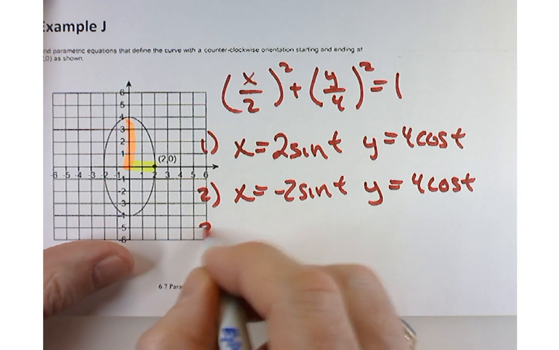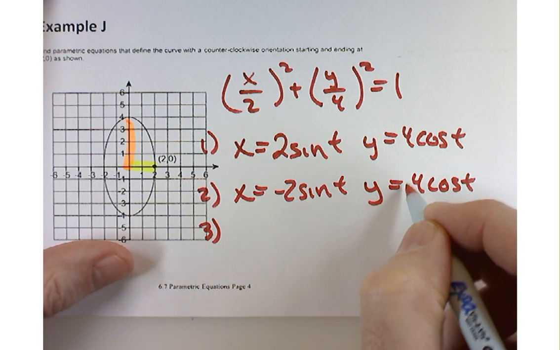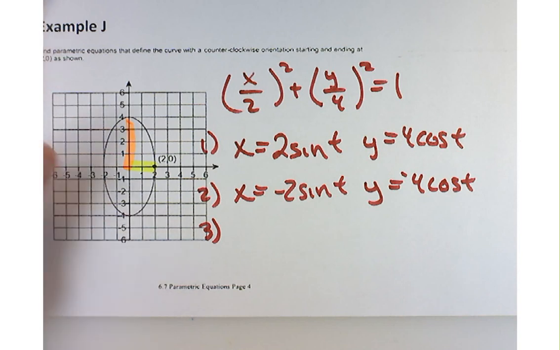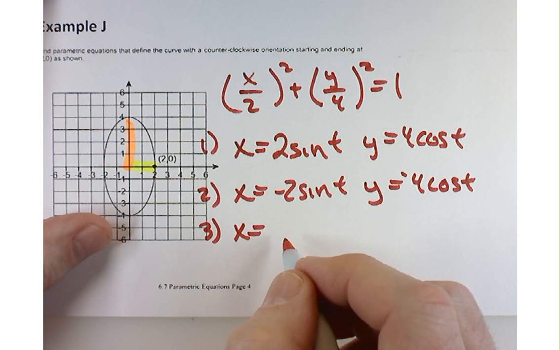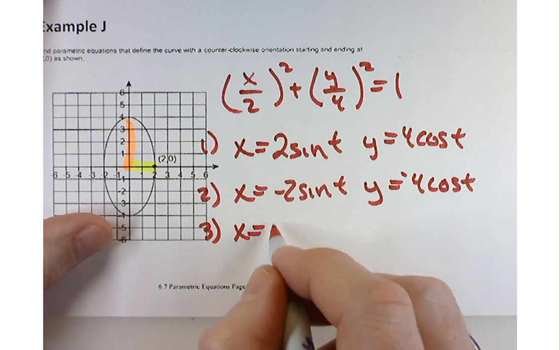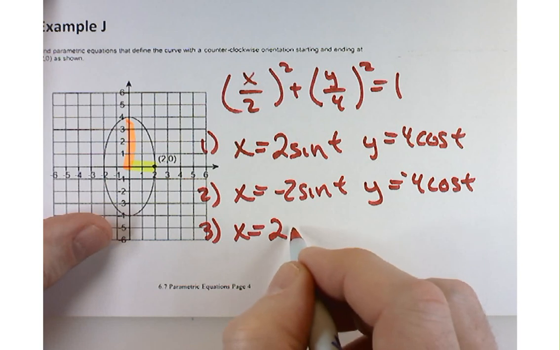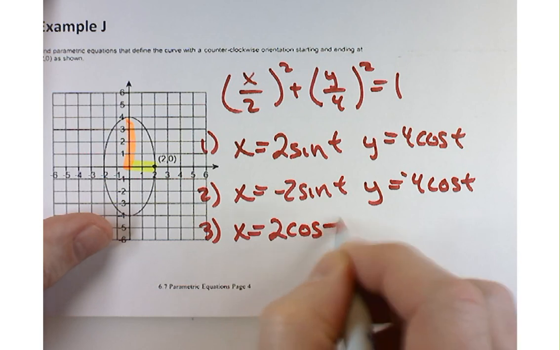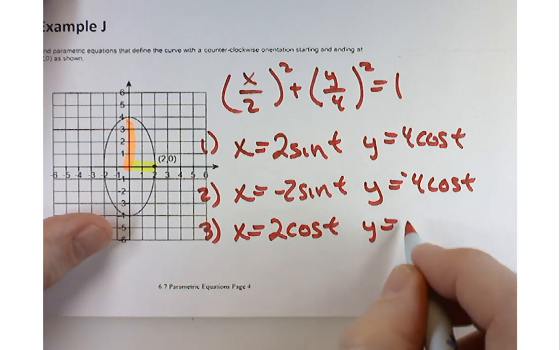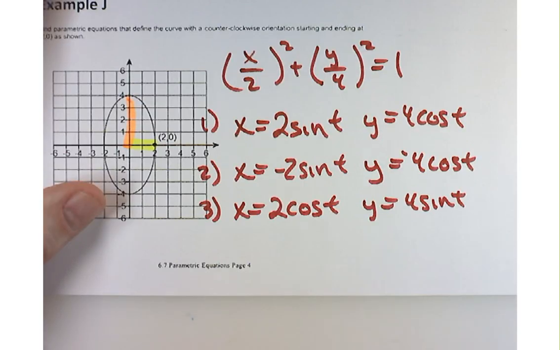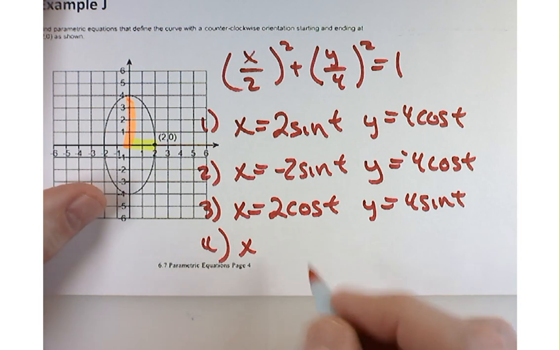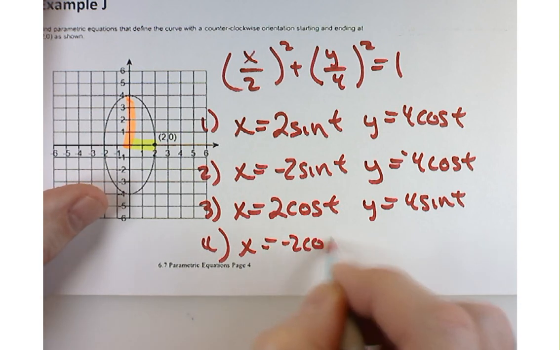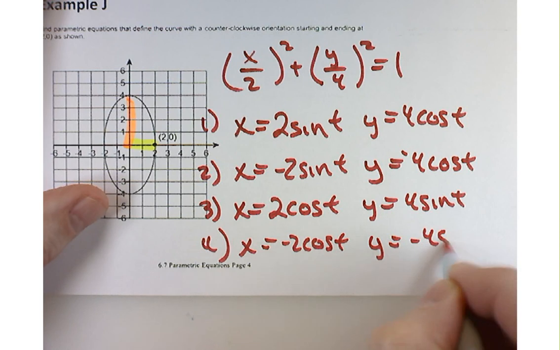Can anyone think of anything a little bit more unique and different? Yeah, I'll put the negative in there. What's that? Oh, x equals 2 cosine of t. Yeah, 2 cosine of t. And y equals 4 sine of t. And last one, we'll do x equals -2 cosine of t and y equals -4 sine of t.